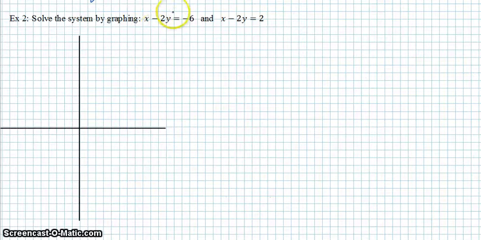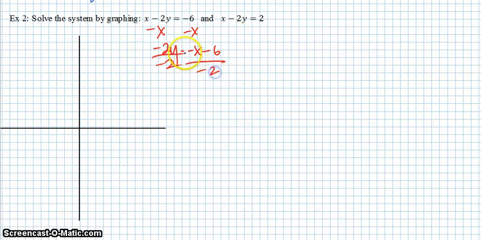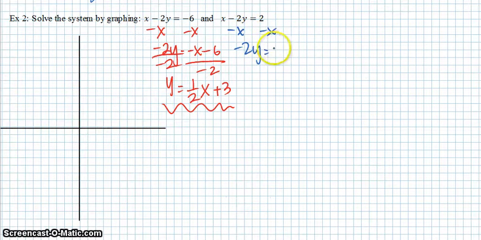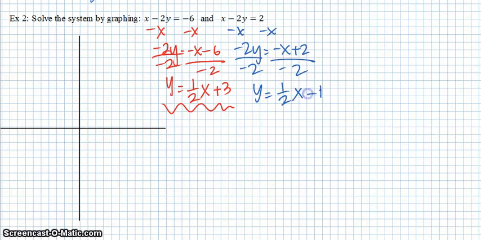So we have subtracting x. So we have negative 2y equals negative x minus 6. Divided by negative 2. So that is y equals 1/2 x plus 3. So that's my first equation. Second equation, subtract x. Negative 2y equals negative x plus 2 divided by negative 2. So y equals 1/2 x minus 1.